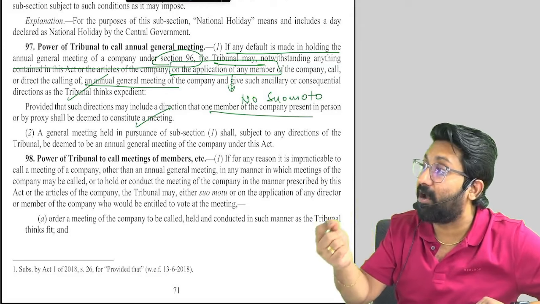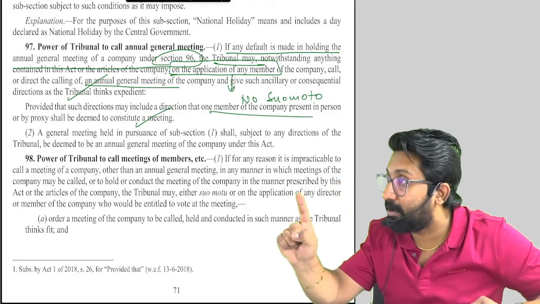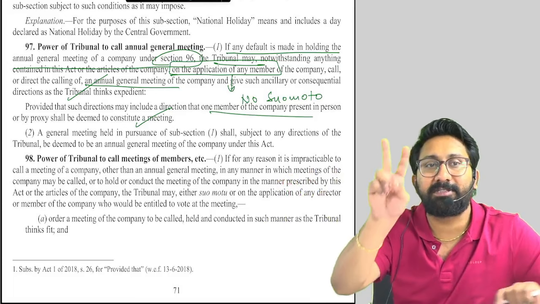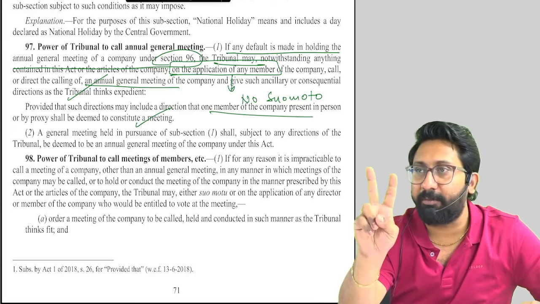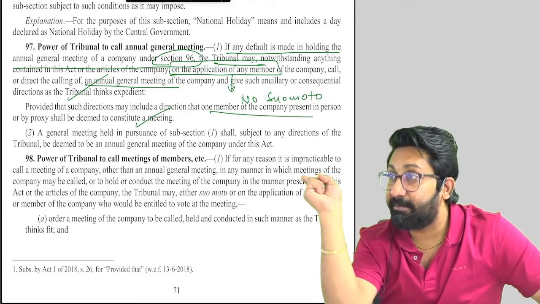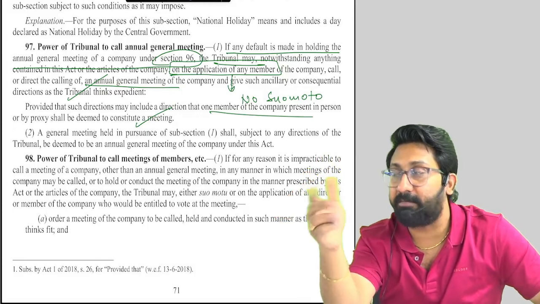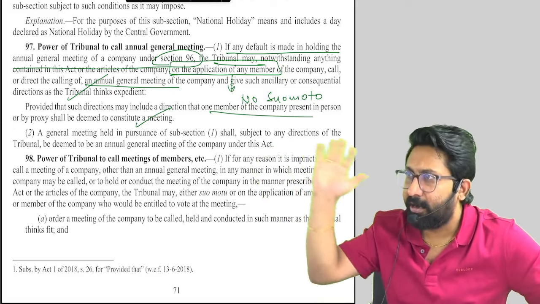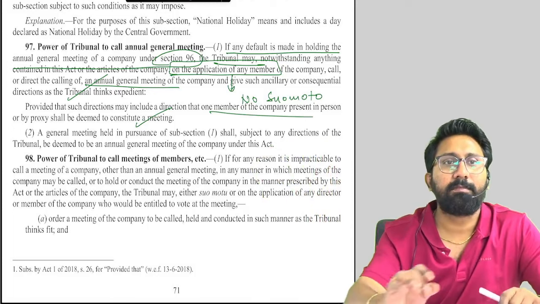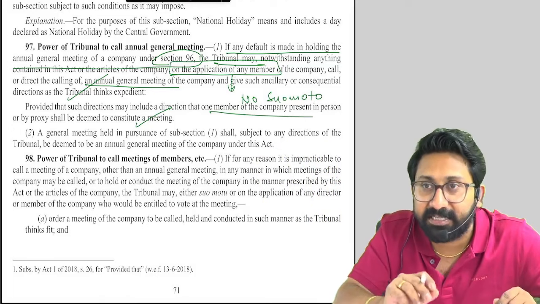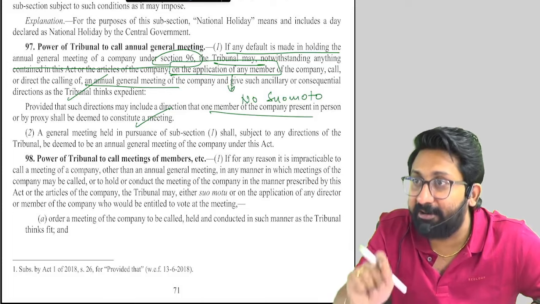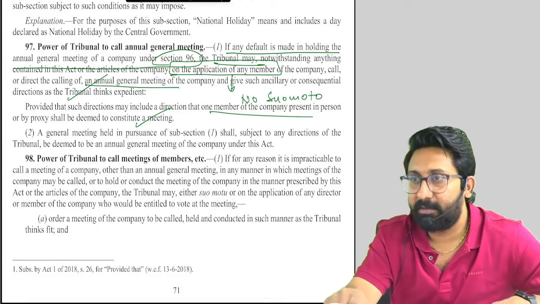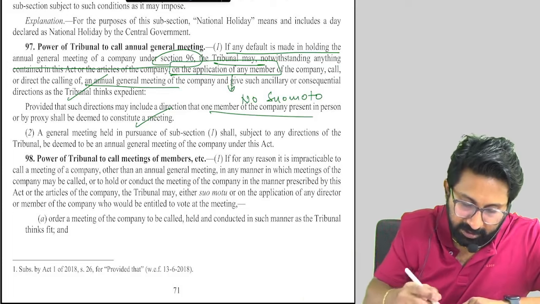Those directions may also include that one member may be treated as a quorum. Generally, how many must be there to form a quorum? Two. But this is an emergency situation. You are not conducting the AGM. Therefore, tribunal may tell, even if one member attends the meeting, continue the meeting and complete it. Because what is important for us is accounts approval, dividend payment, director's appointment, and auditor's appointment. Listening or not? That's the point.